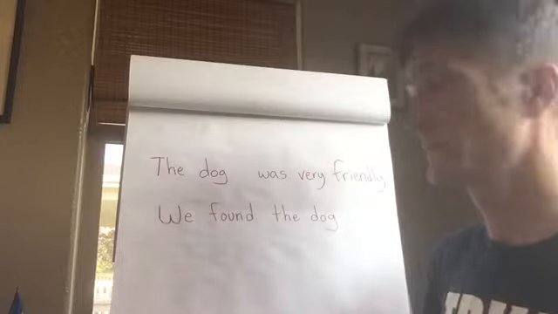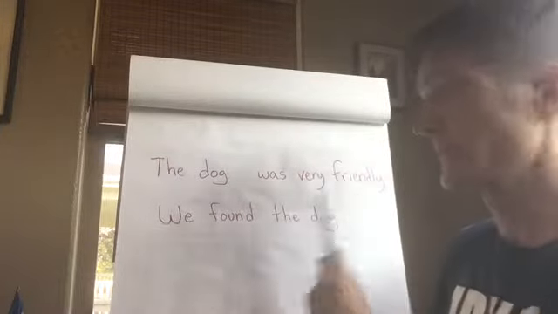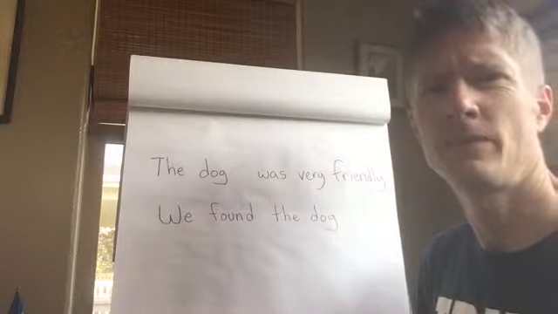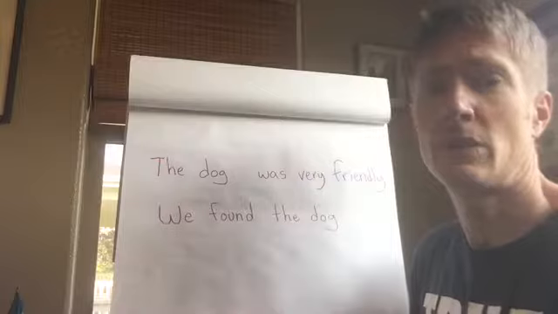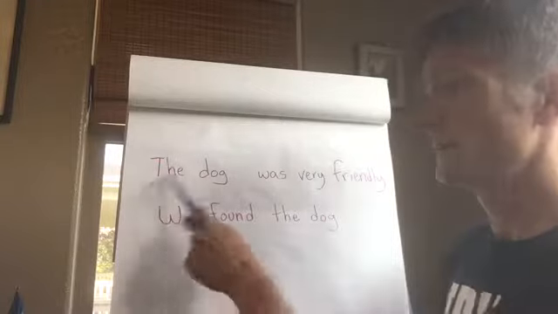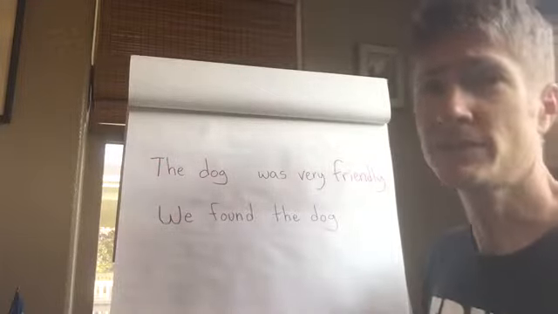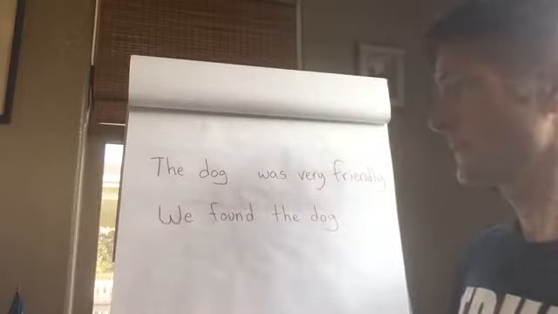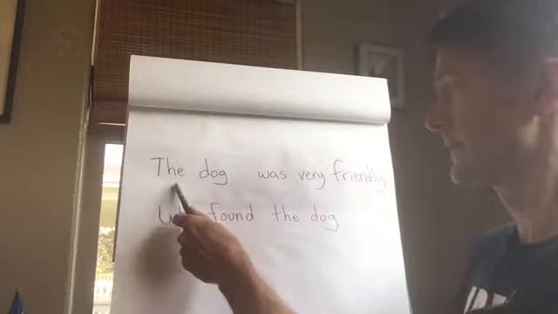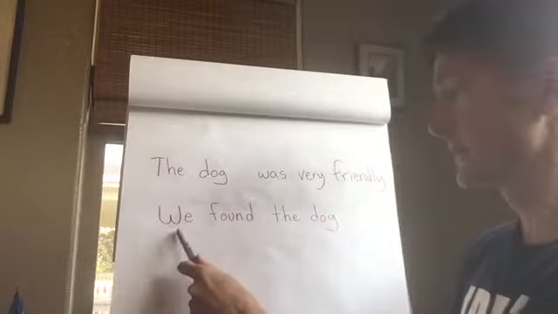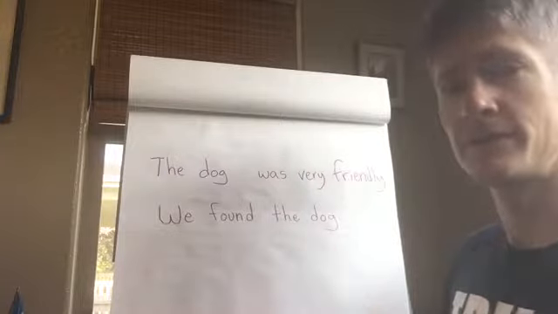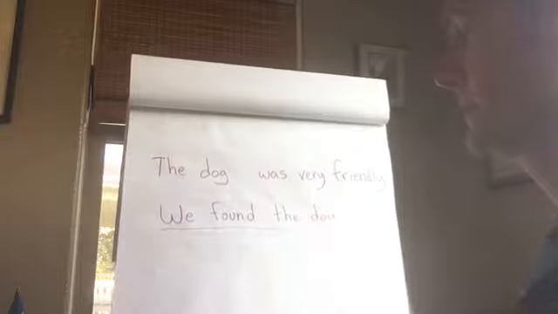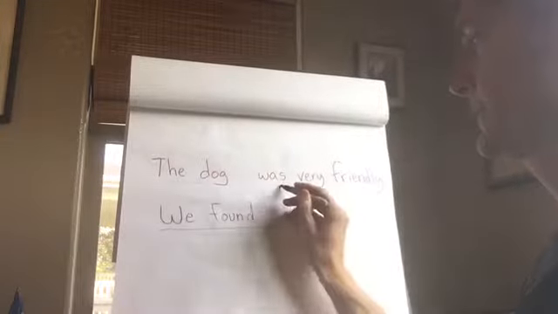So let's look at these two simple sentences. The dog was very friendly. We found the dog. Those don't seem to really flow, and you would be hard-pressed to find this kind of back-to-back sentences. It works, they're all grammatical, but it just doesn't seem to flow correctly. So what dog are we talking about that was very friendly? Well, we're talking about the dog that we found. We found the dog. The dog was very friendly.